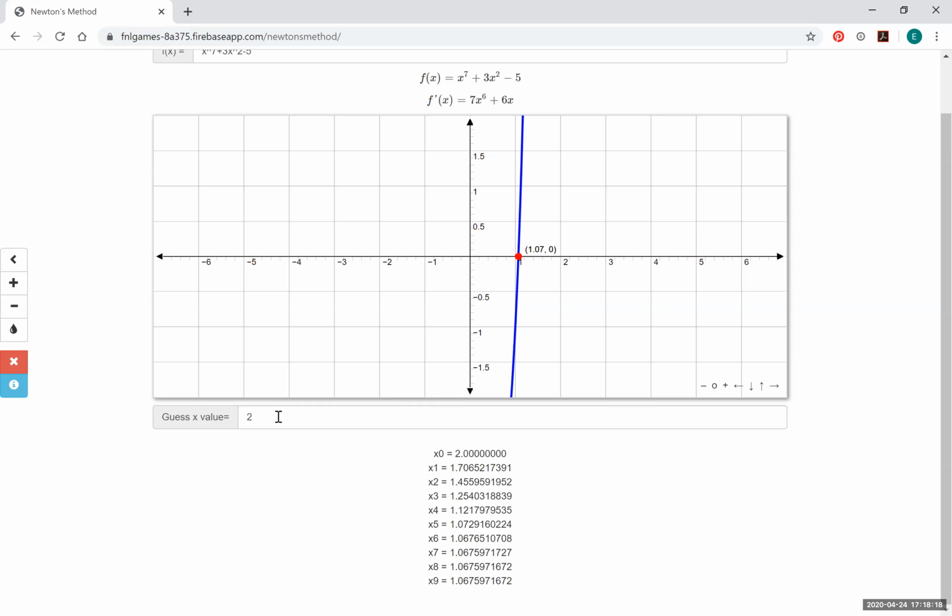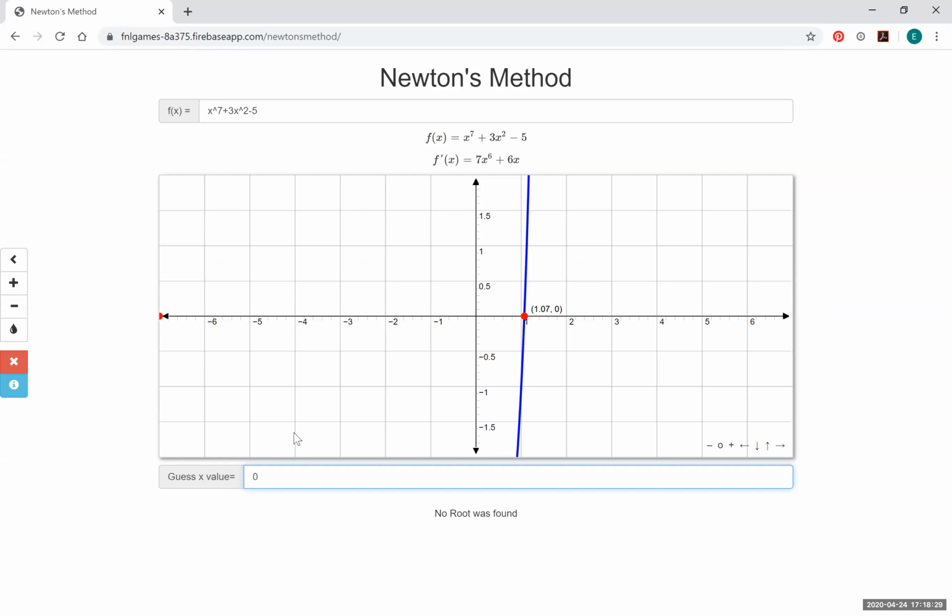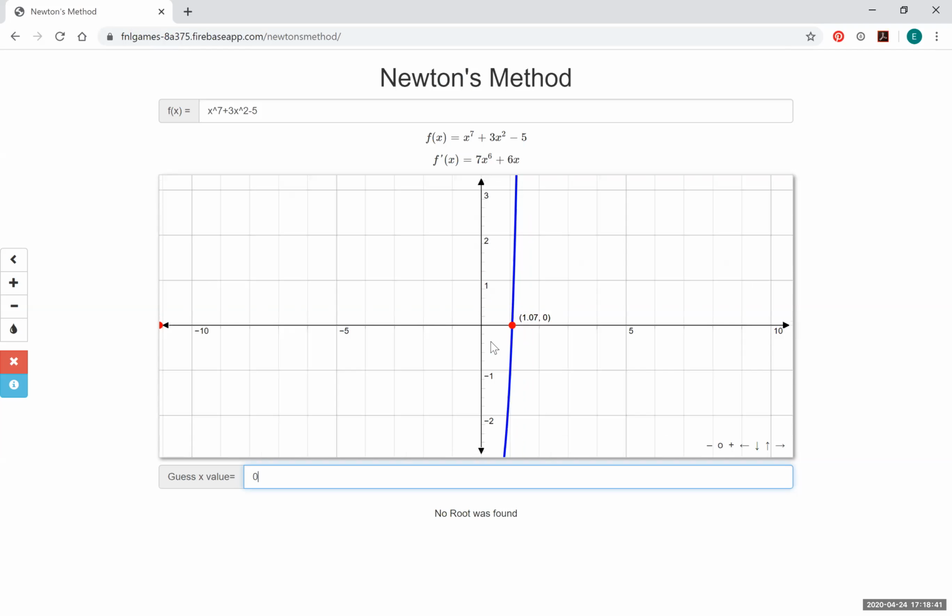Okay, now let's try one more thing. Let's go to the other side and guess x equals 0. And notice how it says that no root was found. So something's going on here. And if we zoom out a little bit, we can see exactly what.